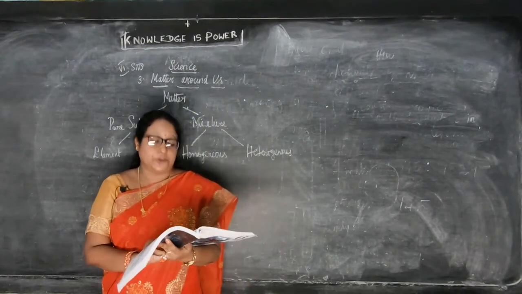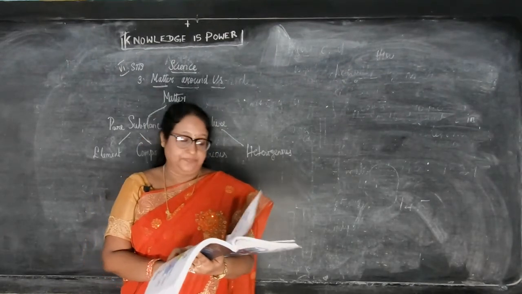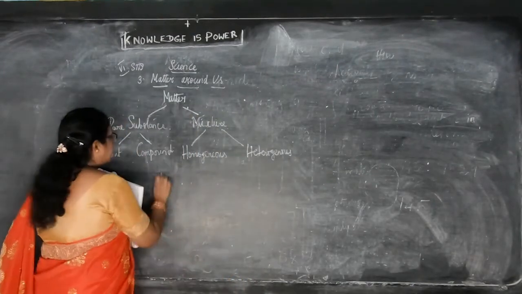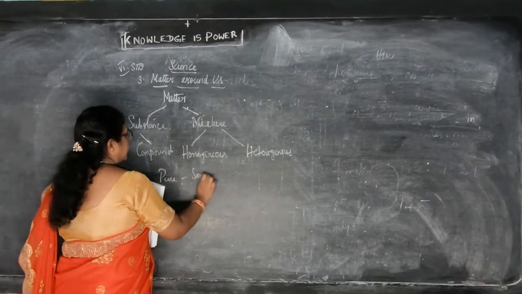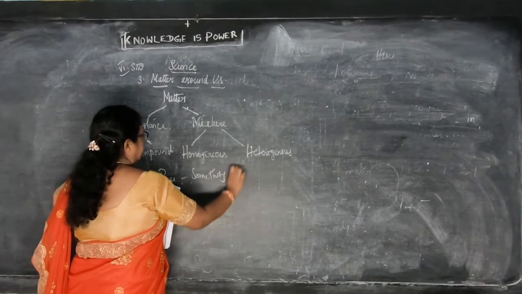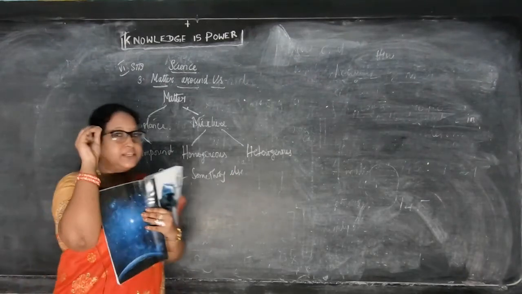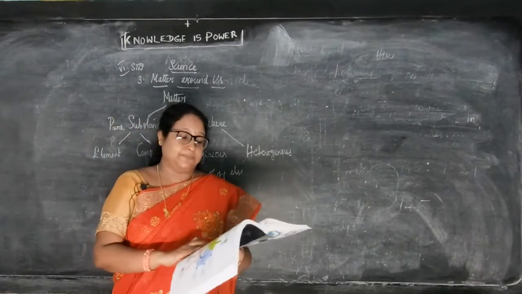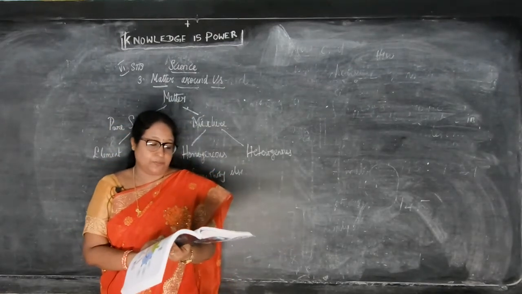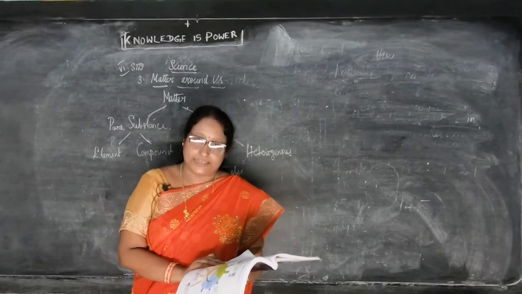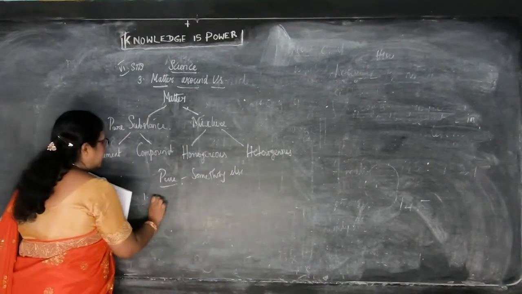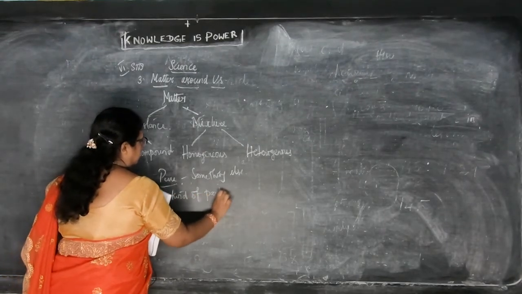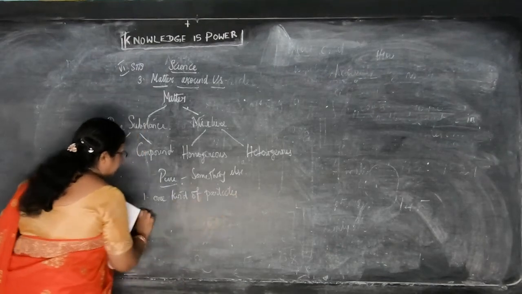Now, are they really as pure as they claim to be? For a chemist, the word pure means something else. A pure substance is made up of only one kind of particles. A pure substance contains only one kind of particles.